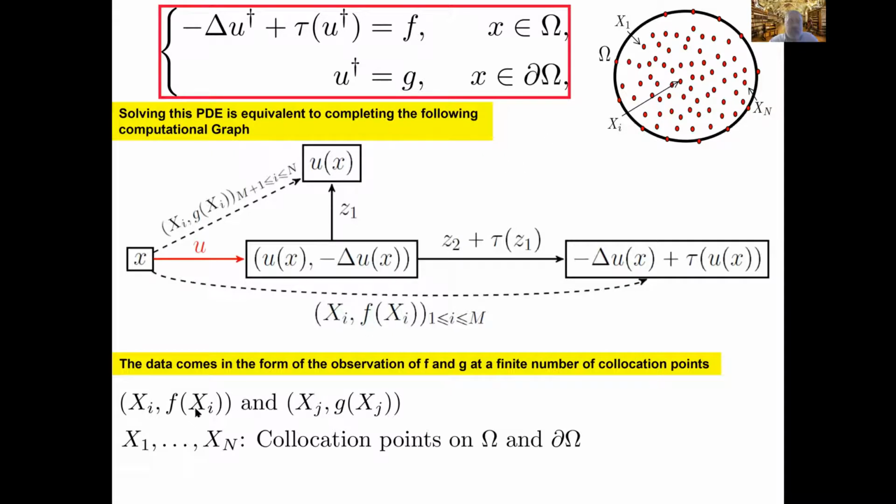and the data is obtained by the computation of the values of f and g at a finite number of collocation points in the interior of the domain and on its boundary. Note that this data also corresponds to observations of subsets of the variables of the graph represented by these dash arrows. So for instance, this dash arrow represents pairwise observations of this variable and the right-hand side.